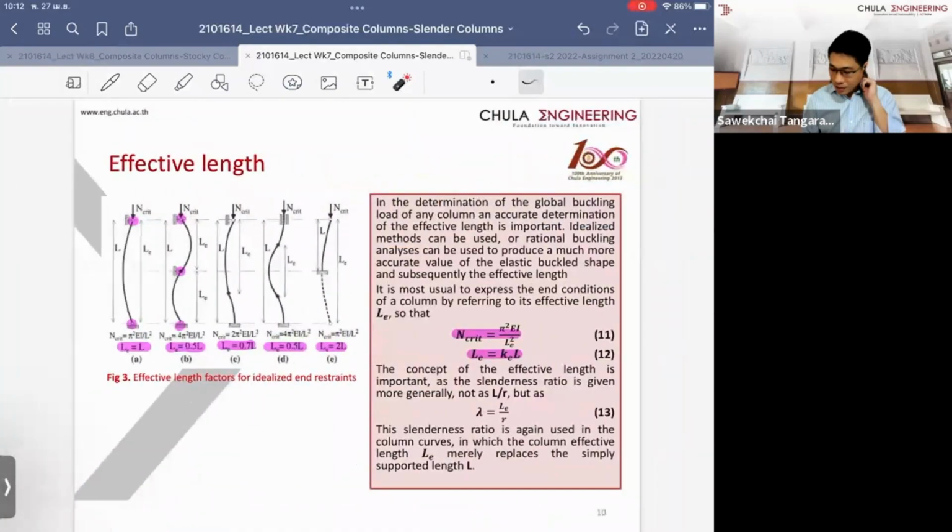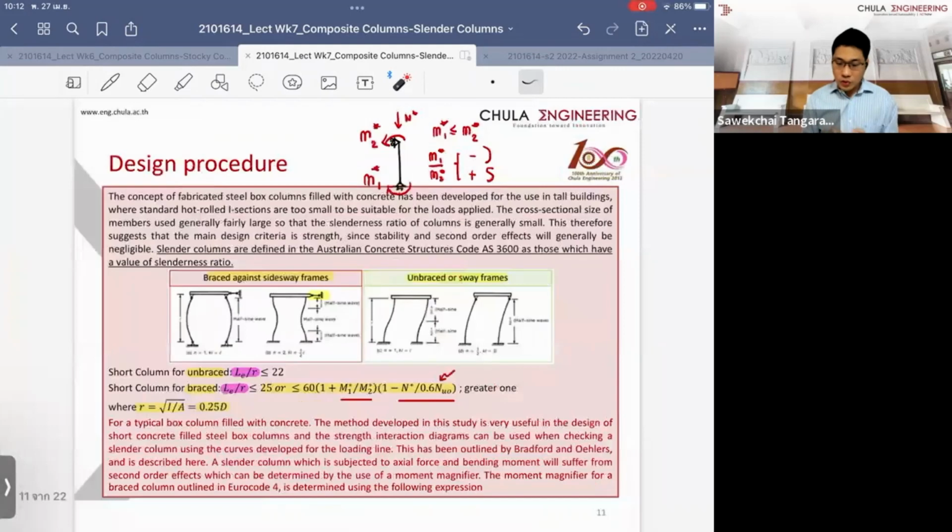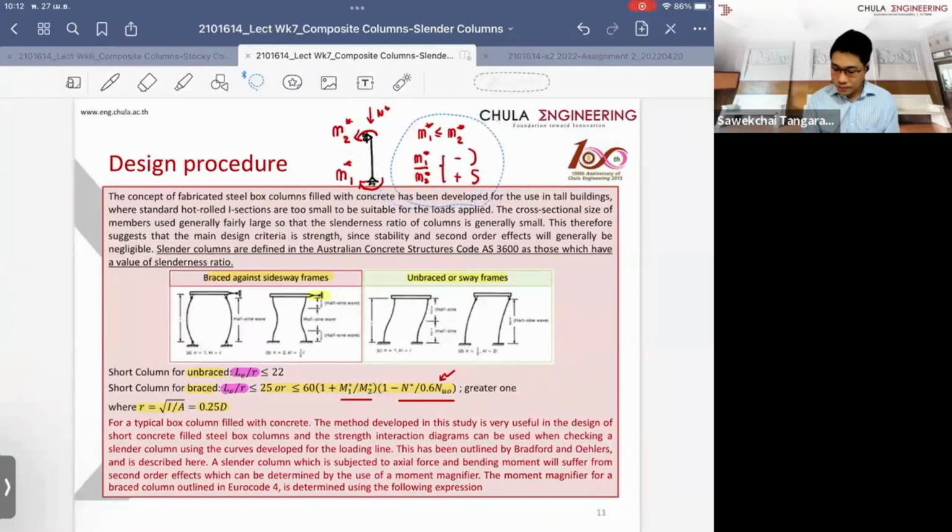But in the design, of course, this is the concept of the effective length. Everyone has been aware of this. But what we use in the design procedure, we tend to use in a similar way to what you did in the concrete designs, right? Because this is quite appropriate for now.